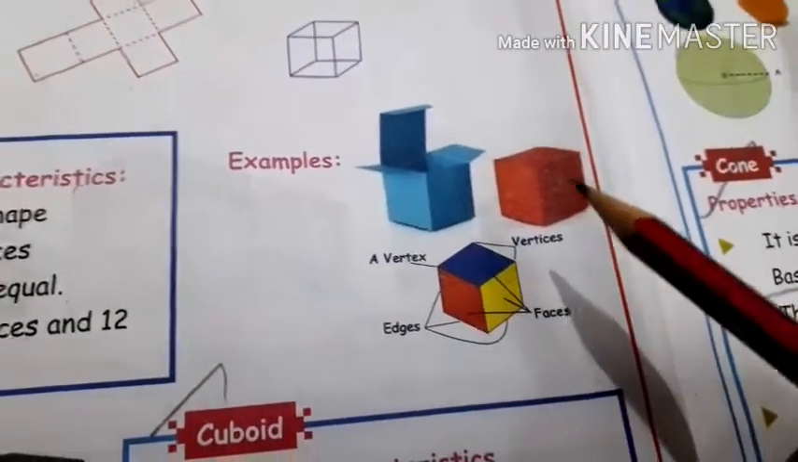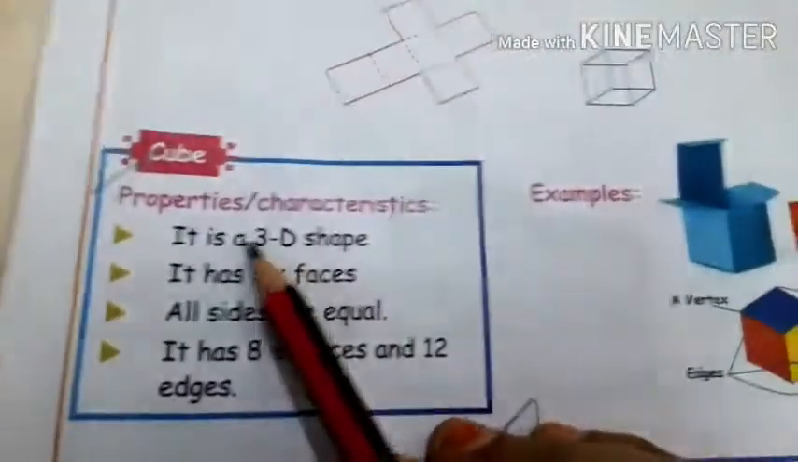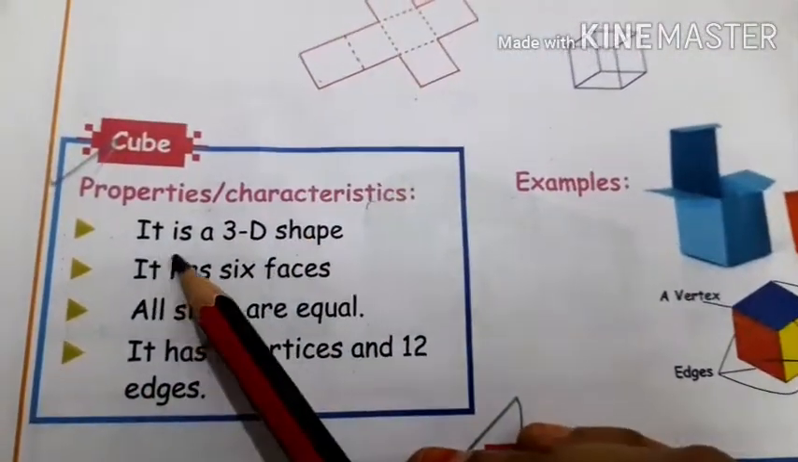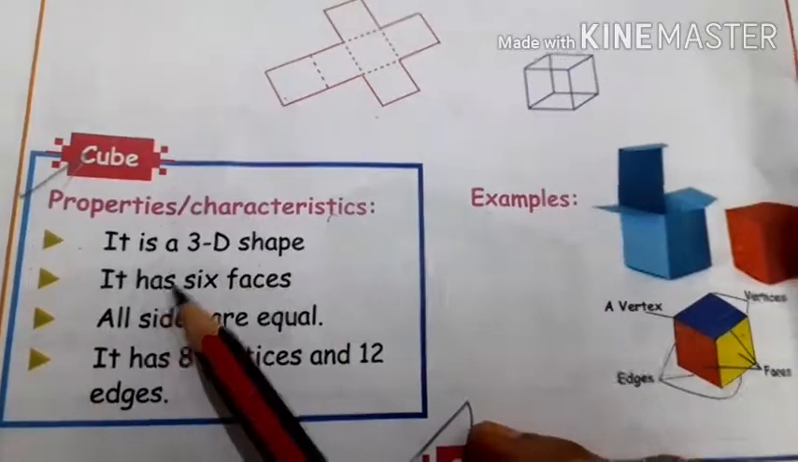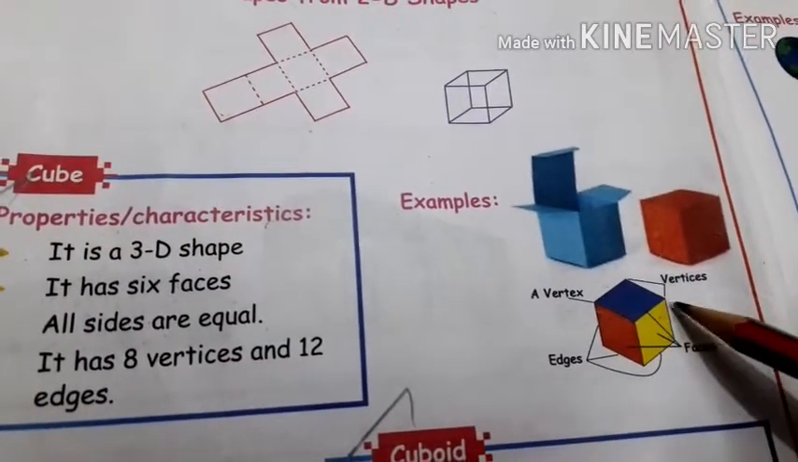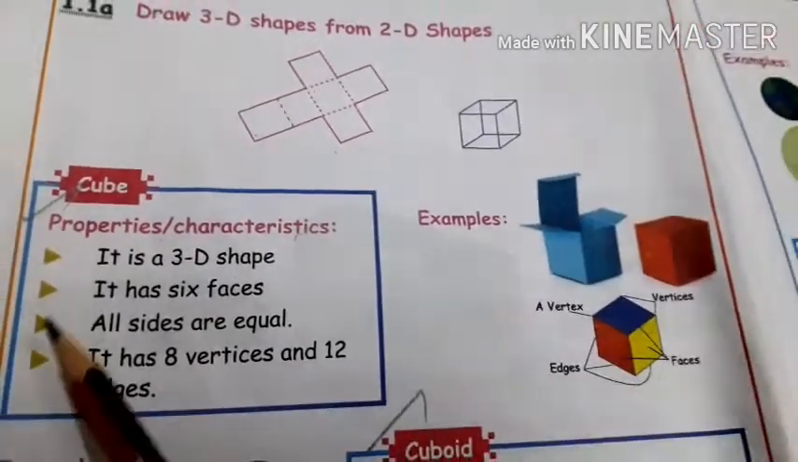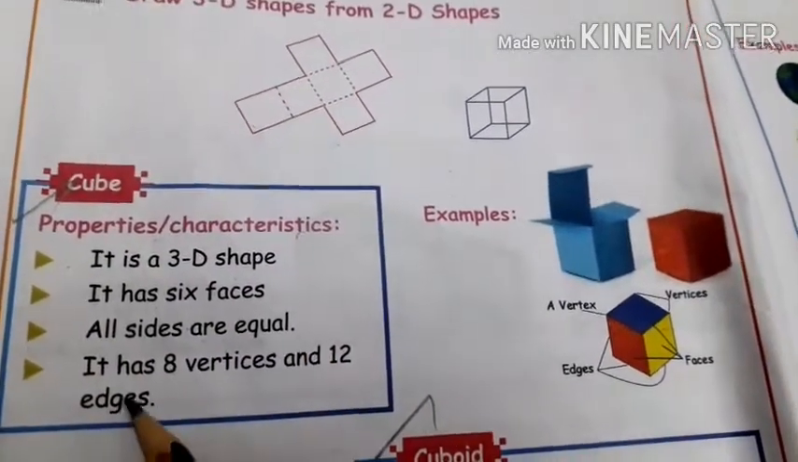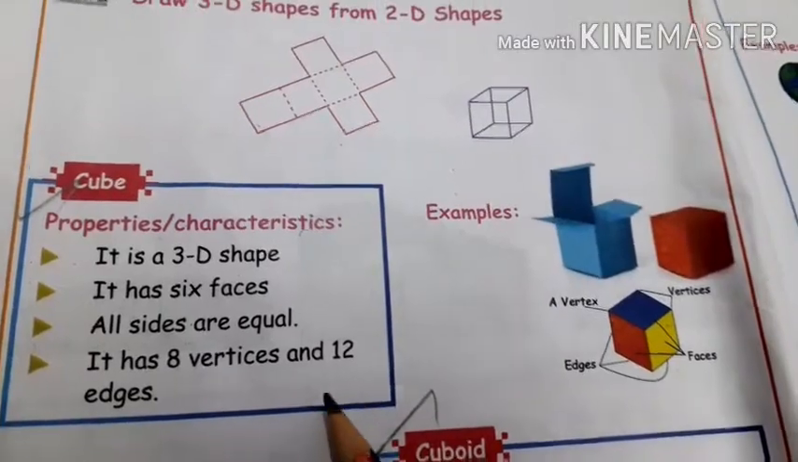Okay, come, see the properties and characteristics. It is a 3D shape. It has 6 faces. 1 2 3 4 5 6. 6 faces. All sides are equal. It has 8 vertices and 12 edges.